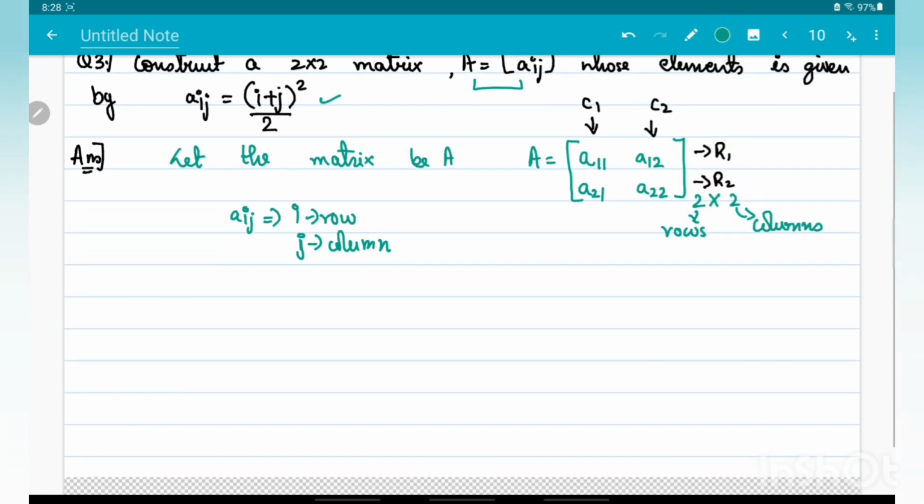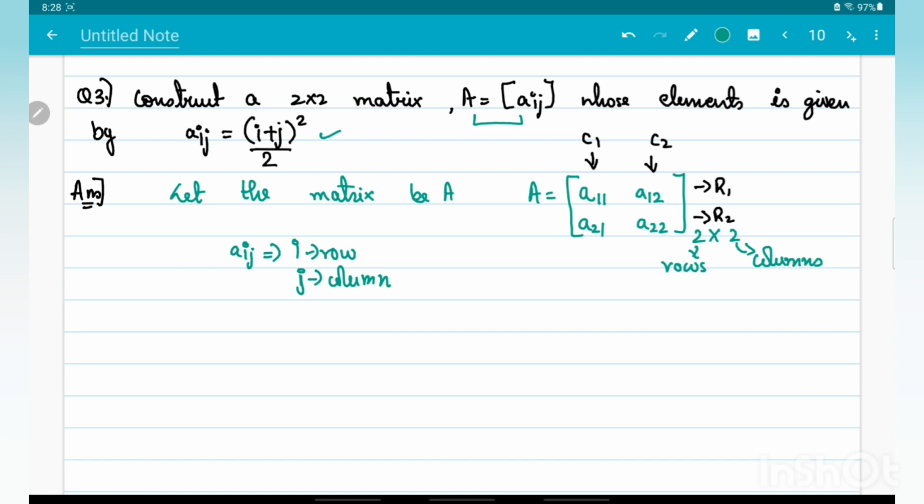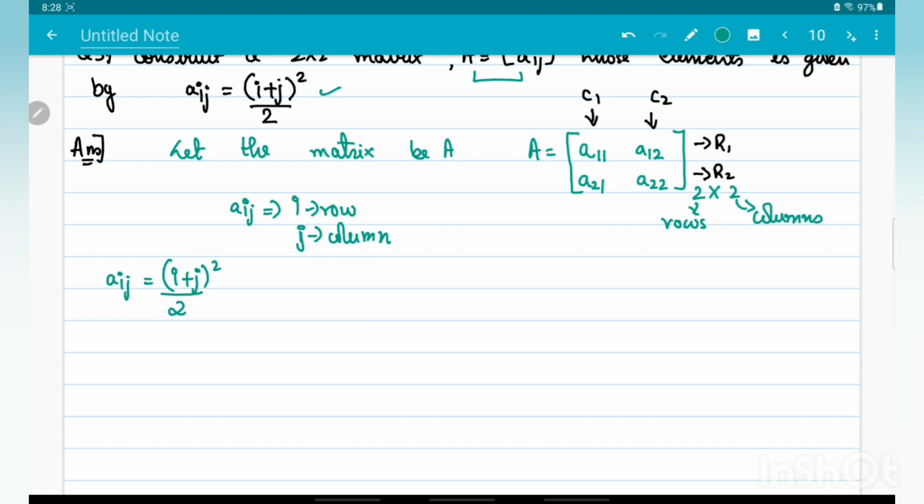Okay, so now the question becomes very easy. They have given us the relation that Aij is equal to (i plus j) whole square by 2. Here we know that i is the row and j is the column, and we just have to find these elements. So we just have to substitute the values. So we have to find A11, that is, i over here is 1 and j is 1. So we just have to substitute the values in place of i and j and find the value. Okay, so 2. So A11 is 2.